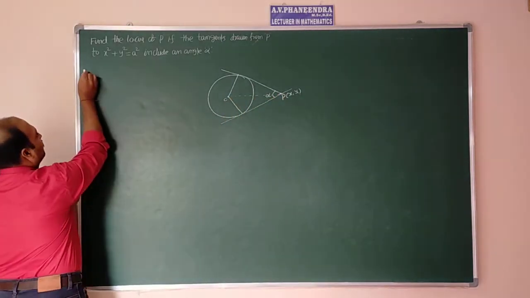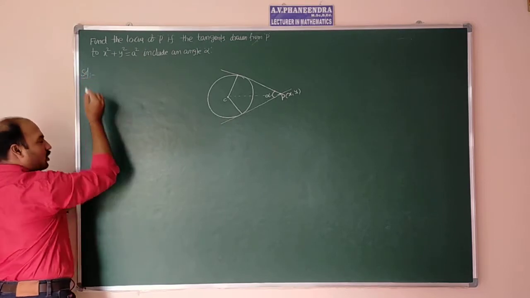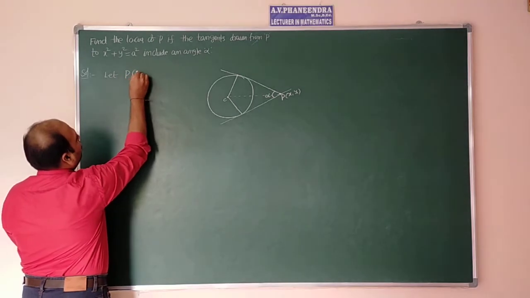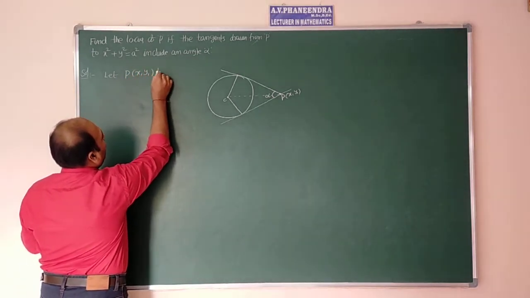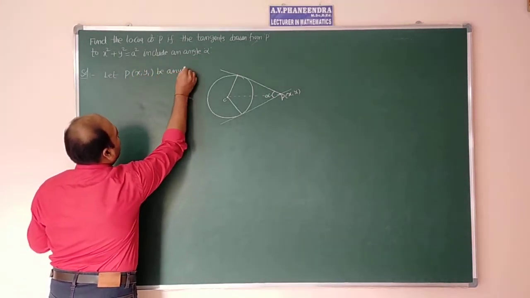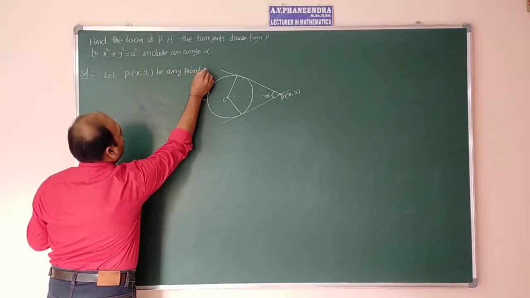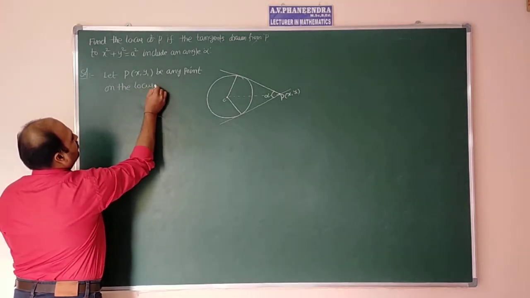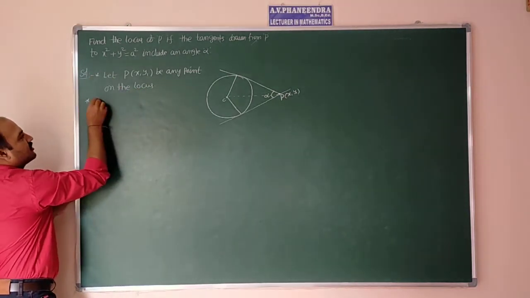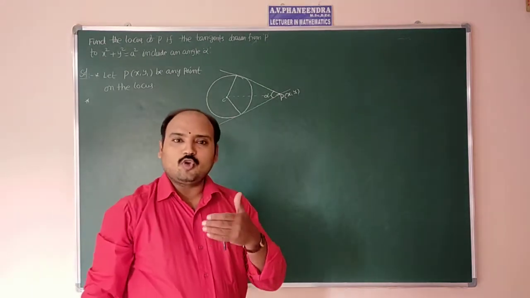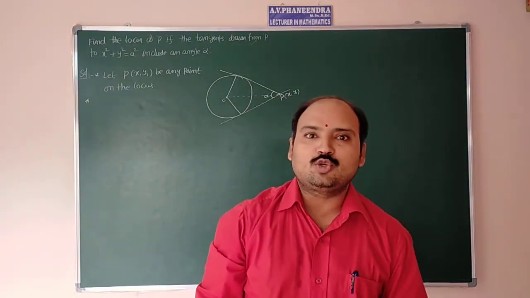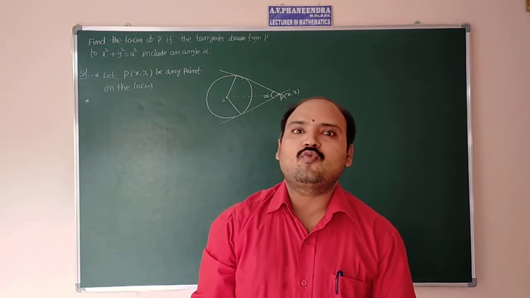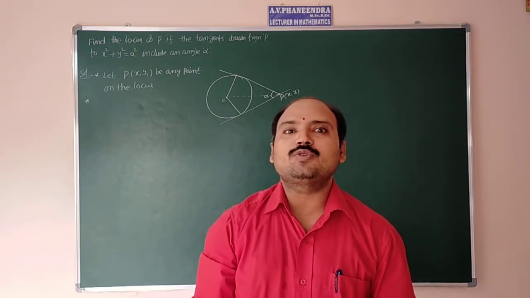So first in that answer, locus they are asking means you have to assume that locus point. Let P of x1 comma y1 be any point on the locus. Second point, we know that the angle between two tangents is alpha. Then we have tan alpha by 2 equal to r by root S11.